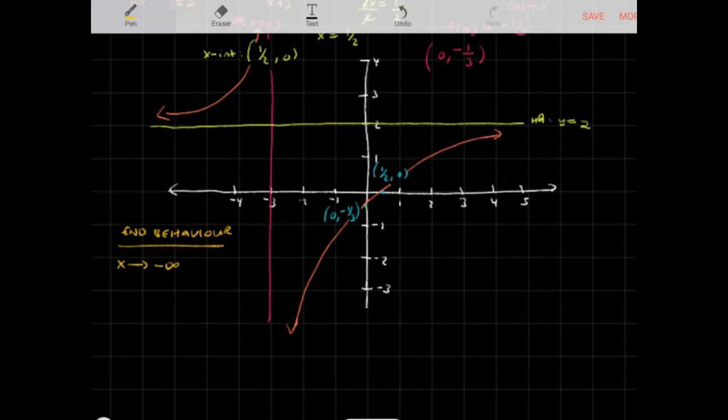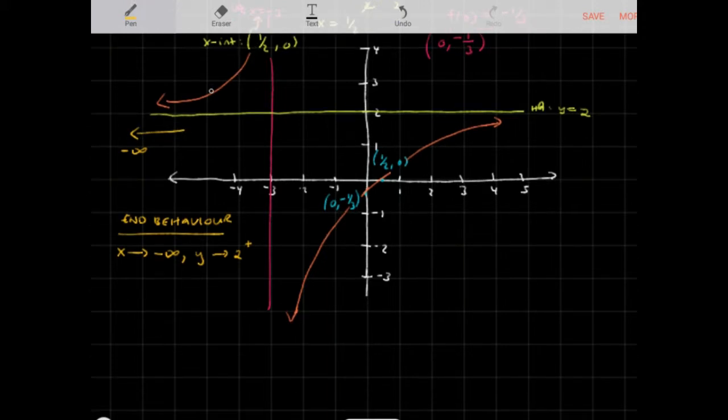As x approaches negative infinity, as I'm going this way on the graph, to the far left, you can see that y actually gets closer and closer to this horizontal asymptote here, and is approaching this horizontal asymptote from above. So y is approaching 2 from above. I'm going to write this as 2 plus, because as I go this way on x, you follow down the trace.